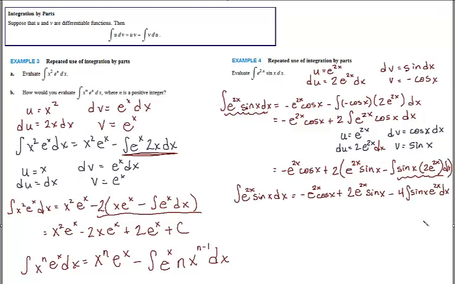Okay, so now I've got it all written down, and notice that I can take this thing right here, because these two are what we would call like terms. There's one of them over here, minus 4 of them over here, so I'm going to pull this over to the other side and now have 5 of these, integral of e to the 2x sine x dx equals, and then I'm going to write those down.